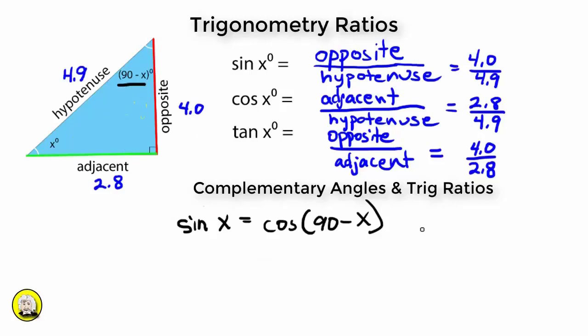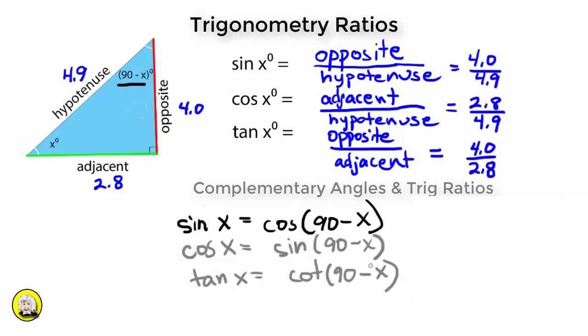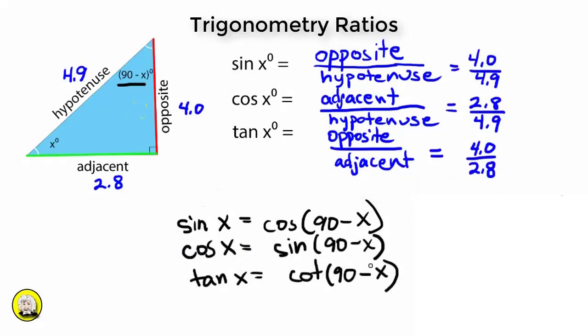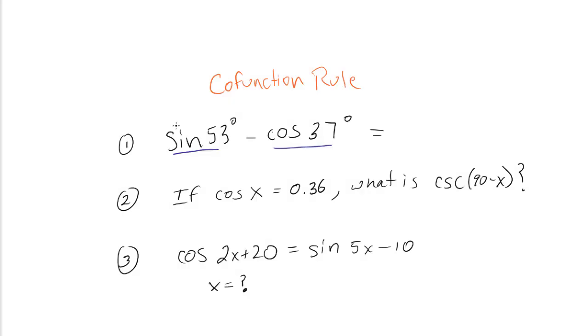This is called our cofunction rule. By the way, it's also true the cosine of x equals the sine of 90 minus x. And even tan, cotan are cofunctions. Let's look at a couple examples of the cofunction rule in action. Sine of 53 degrees minus the cosine of 37 degrees. Don't panic, because these are ugly numbers. The cosine of 37 degrees is really just the cosine of 90 minus 53 degrees.